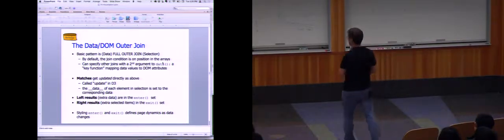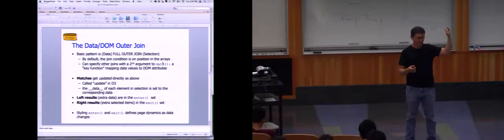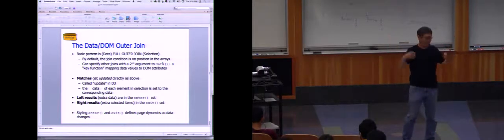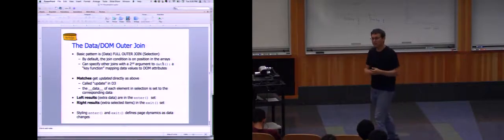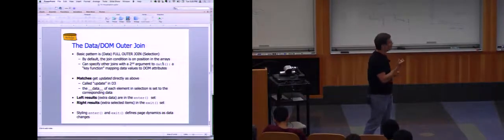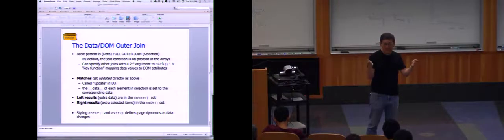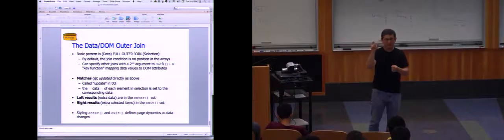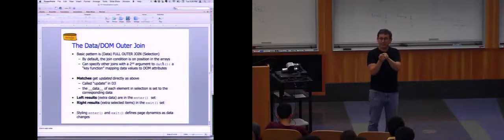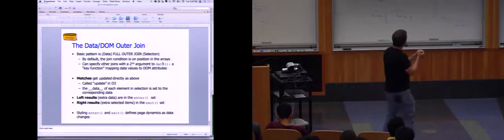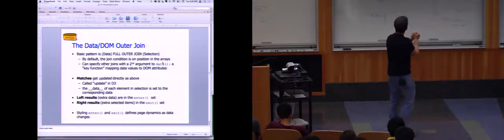By default, the join condition is on position, so the first item in the data joins with the first match in the selector. Right? But you can actually specify joins with the second argument to data that we haven't used yet, which is a function called a key function that will pull out keys from the data and keys from the DOM and do a join by key, so an equi-join, instead of a position join. So if your DOM elements are labeled with, say, IDs, and your data is tuples that have tuple IDs, you can look up the ID in each one and join them by ID. Right? This is going to be important in your homework, and there's an example of it in these examples.